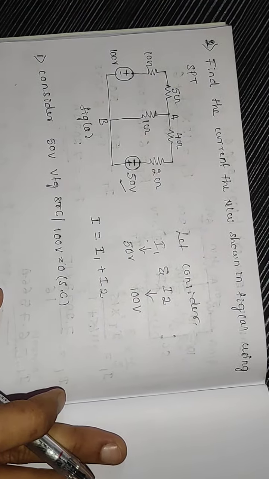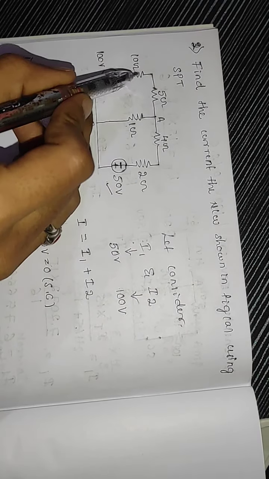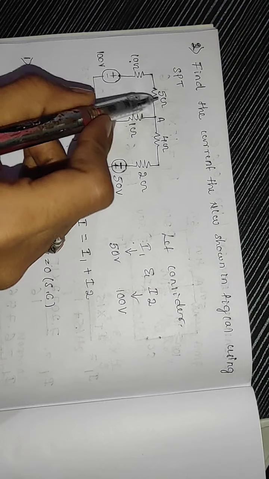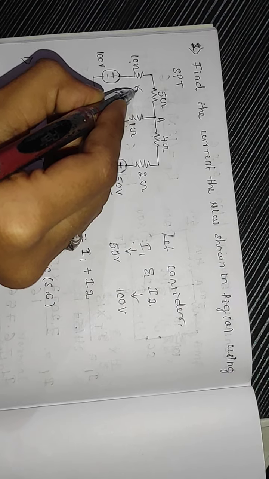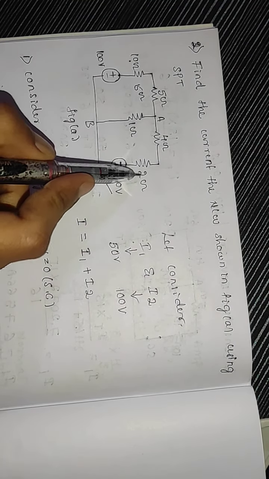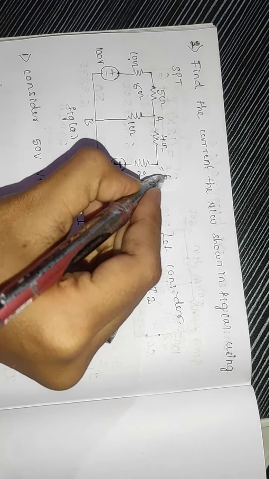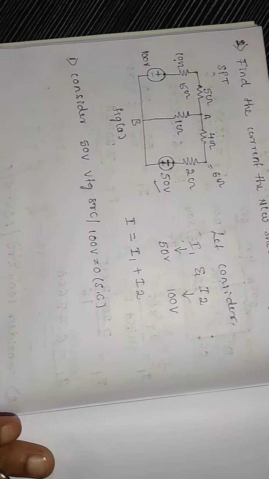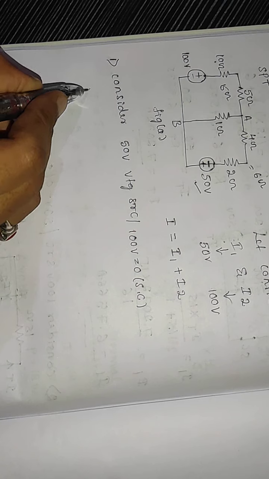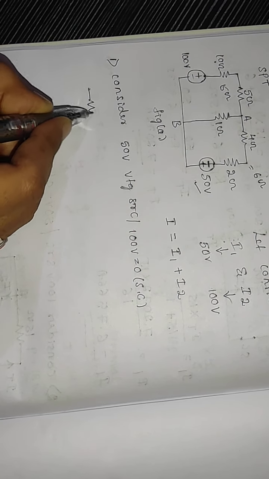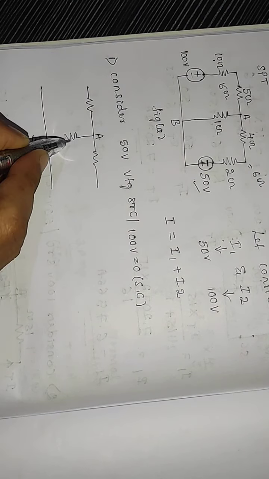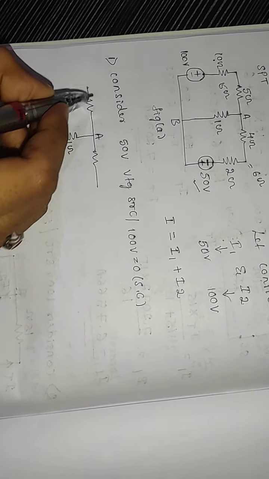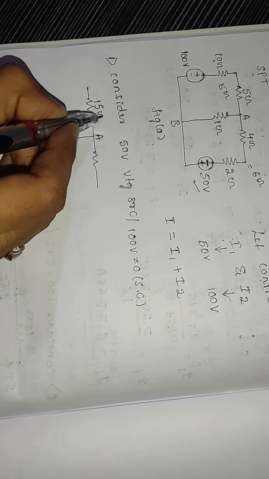Here, see this figure. The 10 ohm and 5 ohm resistors are connected in series, so it becomes 15 ohm, right? Here 4 and 2 are connected in series, so the resistance becomes 6 ohm. At the AB terminal, the 1 ohm resistance is connected. Here the resistance becomes 15 ohm, right?